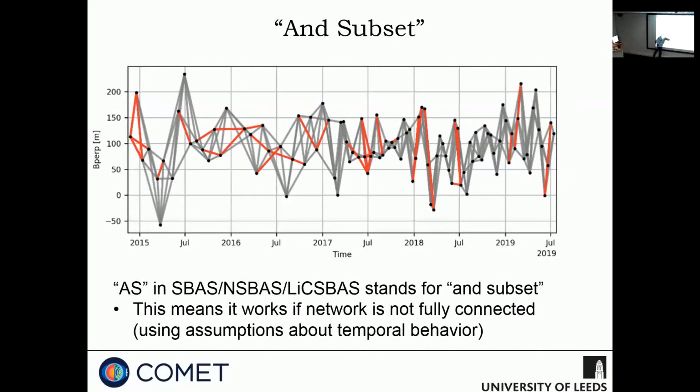Okay, so LiCSBAS, again, just mentioned. LiCSBAS has the SBAS as well, so these are already the approaches that still give you an estimate.